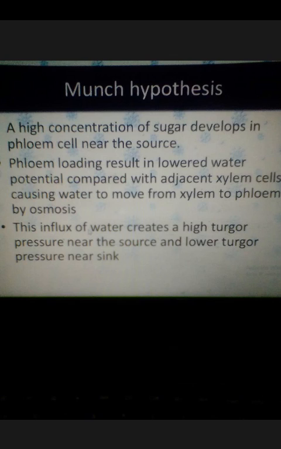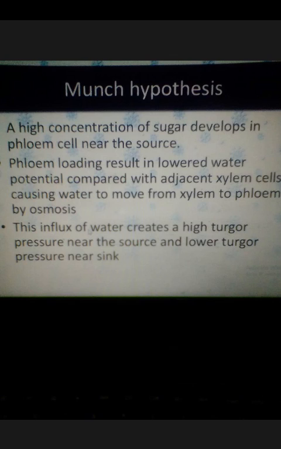Source will be your leaf, green parts, which is going to synthesize sugar, that is the food material, by the process of photosynthesis. As soon as this sugar will synthesize in leaves, it increase the concentration of sugar in the phloem. What happened next? Phloem loading results in lowered water potential compared with adjacent xylem cells, that cause water to move from xylem to phloem by the process of osmosis.